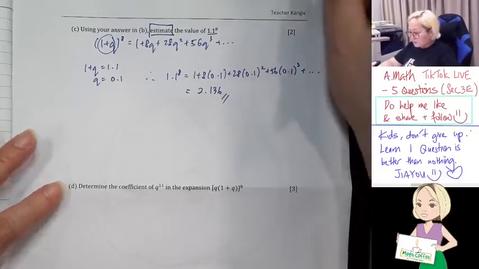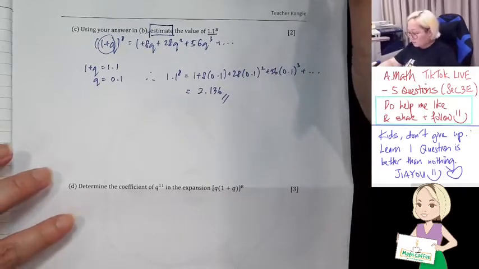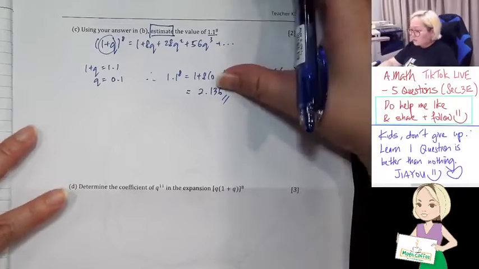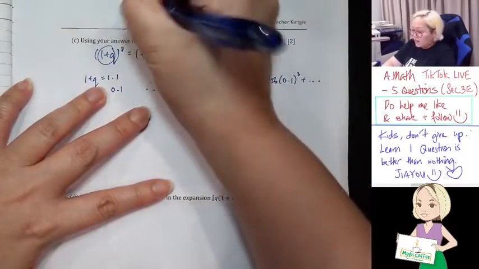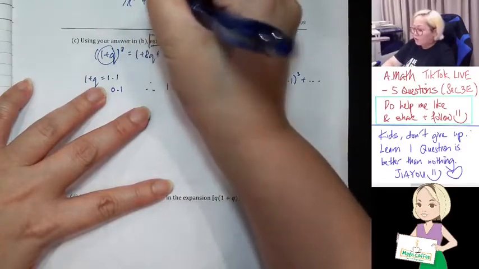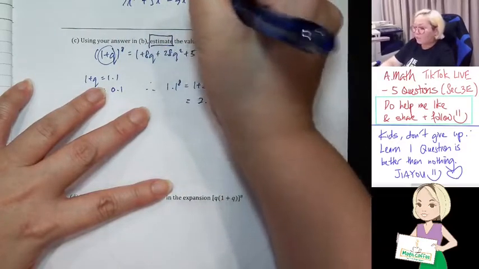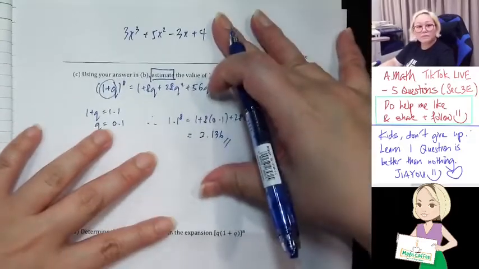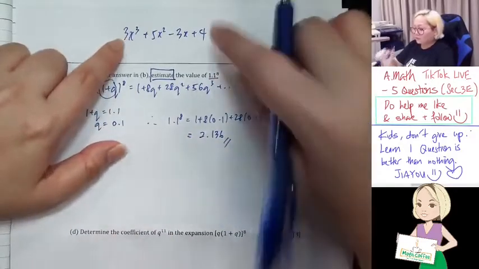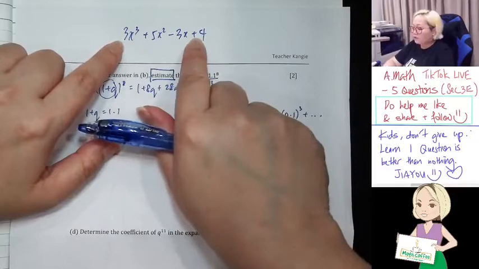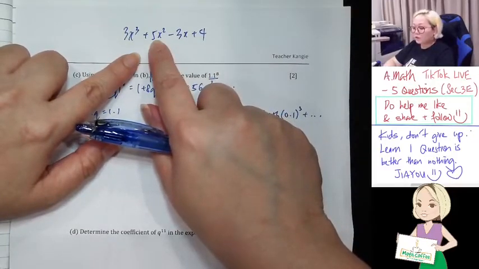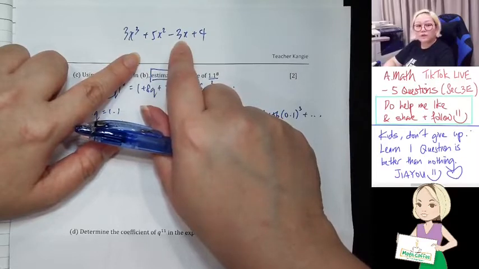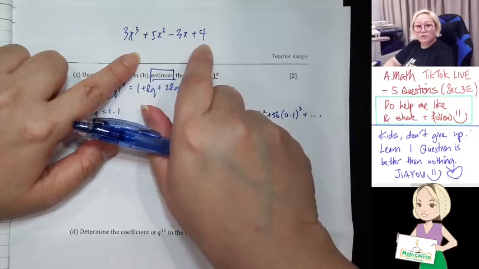Like for example, x squared. Coefficient is the number in front of the variable. For example, if I have 3x cubed plus 5x squared minus 3x plus 4, and I ask you what is the coefficient of x squared? 5. What is the coefficient of x? Negative 3. What is the coefficient of the constant? 4. What is the coefficient of x cubed? 3.